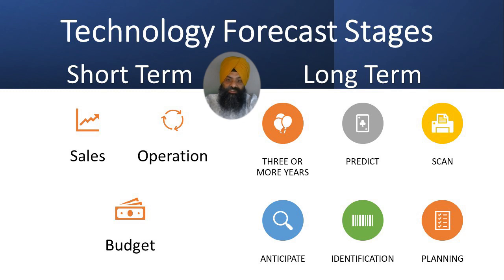Four stages can achieve the organization's future growth of objectives using technology. Forecasting stages are scanning, anticipating, identifying, and planning. The scanning stage gathers all the information and tracks the past and present trends in the organization internally and externally for successful growth in the present and future.